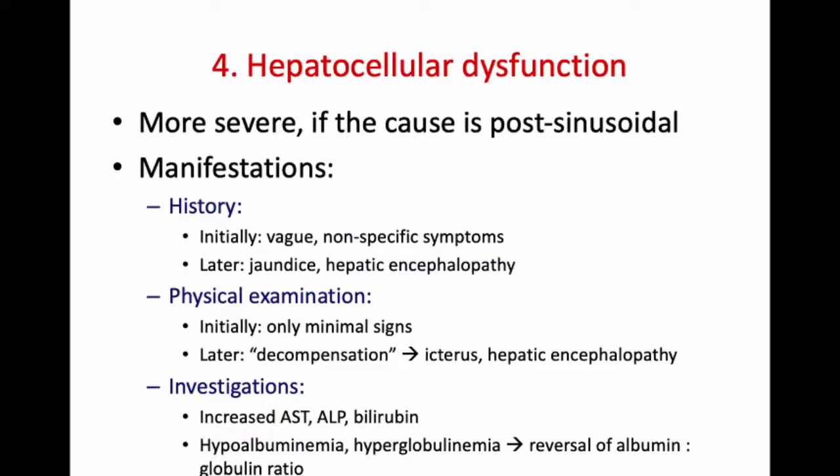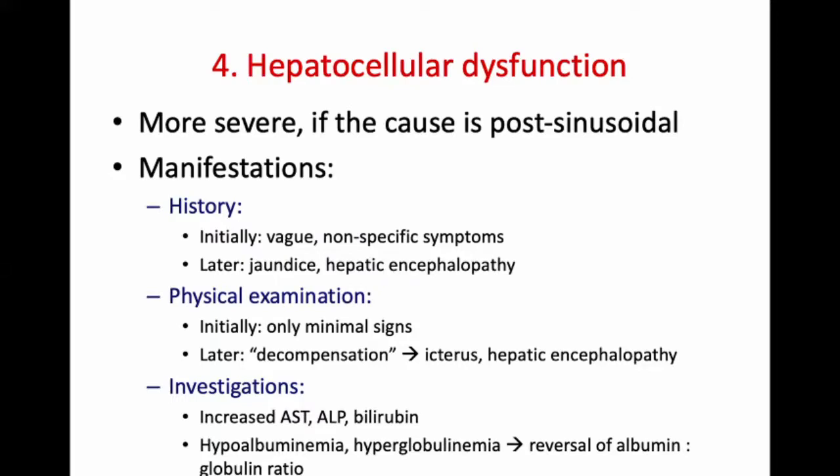Okay, the fourth is liver cell dysfunction, the fourth effect of cirrhosis and portal hypertension. So this is more severe if the cause is post-sinusoidal, as I said earlier. What are the manifestations? In the history, initially it's very vague with non-specific symptoms. I mentioned some of these yesterday in the chronic hepatitis talk. But later there's jaundice and hepatic encephalopathy. On physical examination, initially only a few minimal signs, but later there's what's called decompensation, giving rise to icterus and hepatic encephalopathy. Again, I mentioned that under chronic hepatitis yesterday.